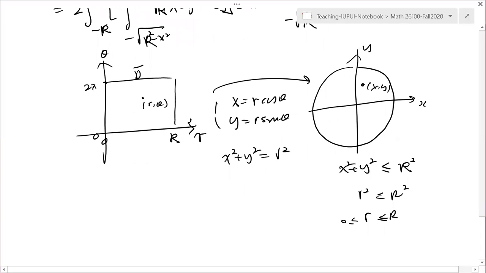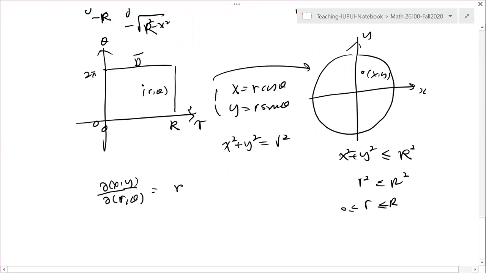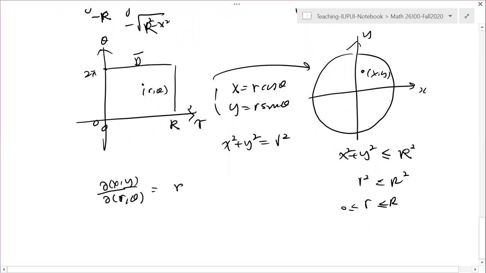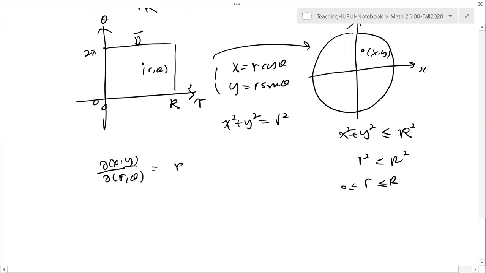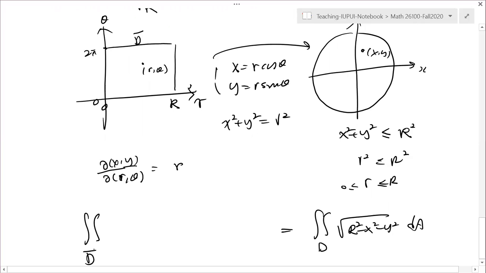Great. So in order to apply the above formula, we need to calculate this kind of derivative. We know that already, it's going to be r. We did this before, okay? Now this double integral over this circle should be equal to the double integral over this rectangle.